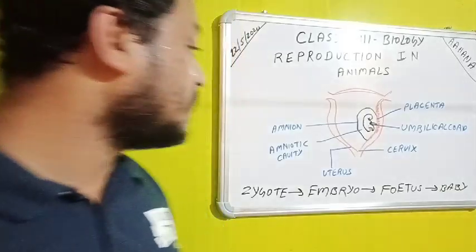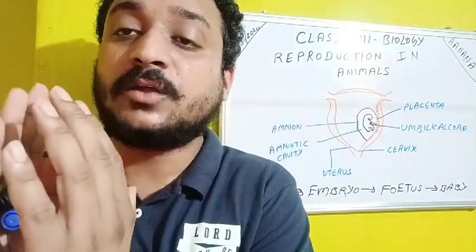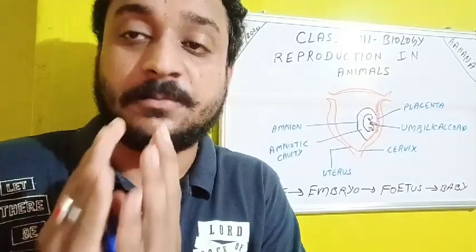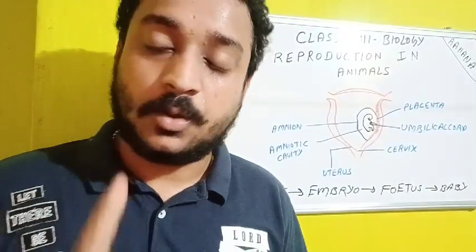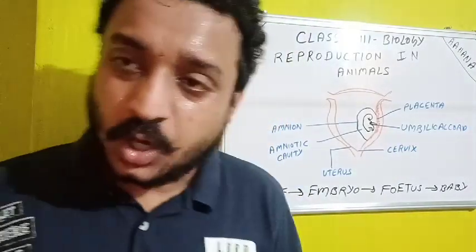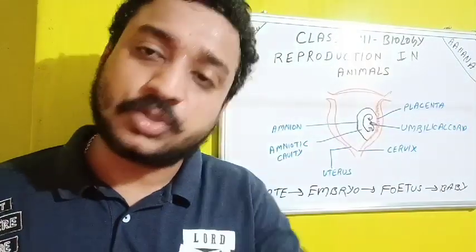Now, gestation. I hope you can understand: the time period between fertilization and the birth of the baby is 280 days. That is the pregnancy time, the gestation period. Apart from this, today we will also talk about what happens after the delivery, the post-delivery situations.